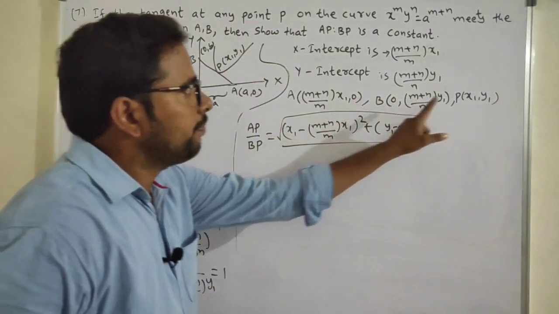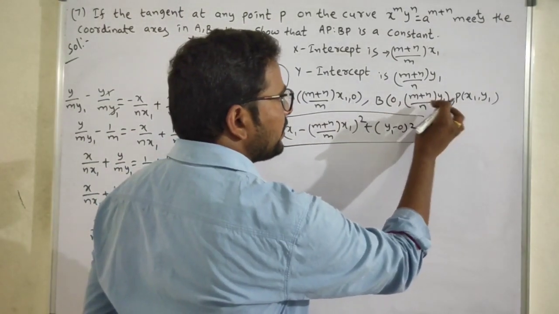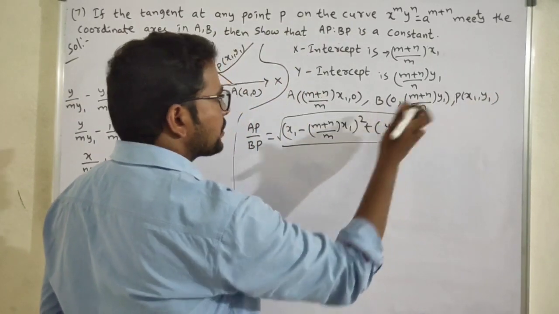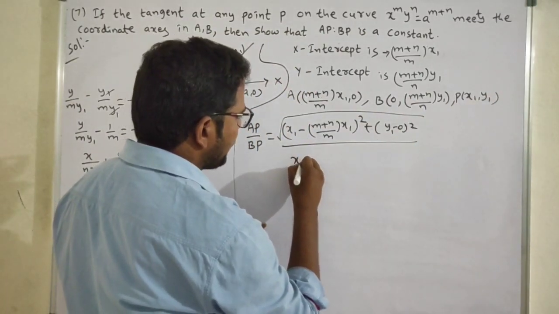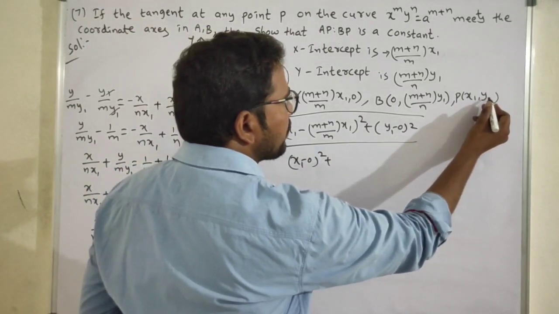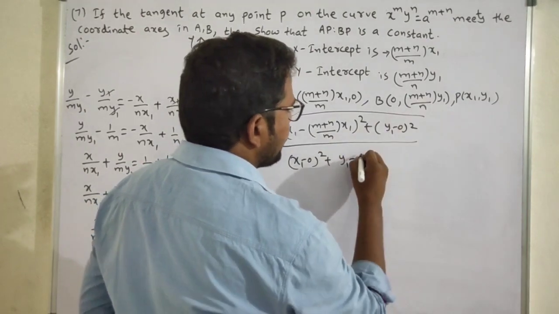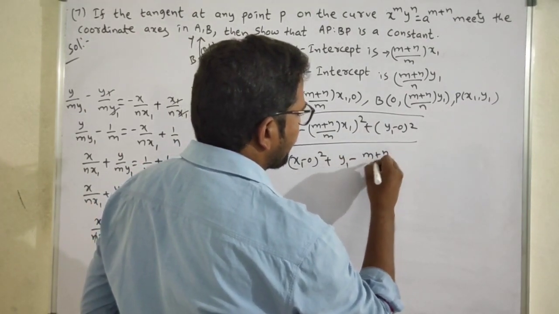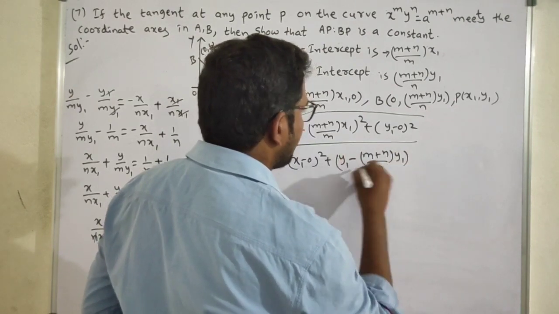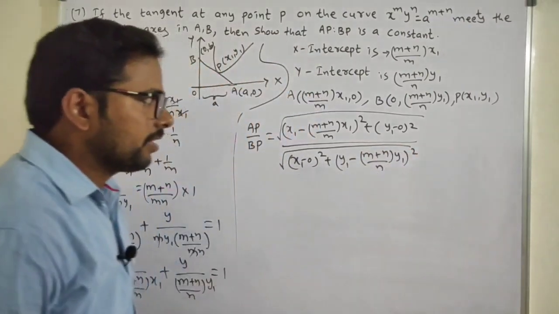Next, take BP. The B point and the P point. This is x1, y1 and this is x2, y2. Apply the formula (x2 minus x1) whole square plus (y2 minus y1) whole square. Here x2 means x1, so x1 minus 0 whole square, plus y2 means y1, so y1 minus (m plus n) by n into y1 whole square, under root. This is the distance formula. Okay?